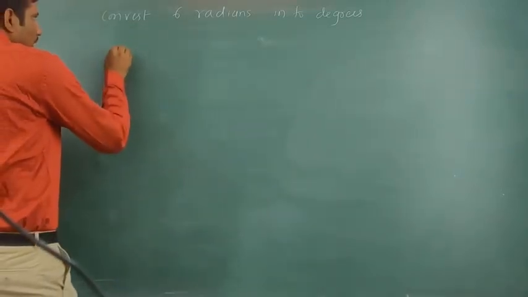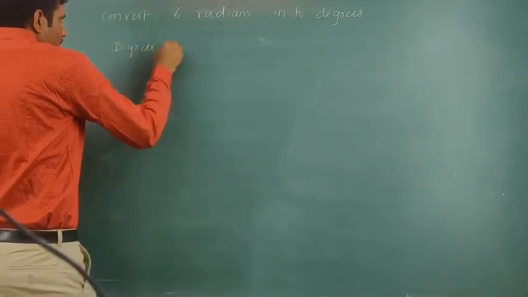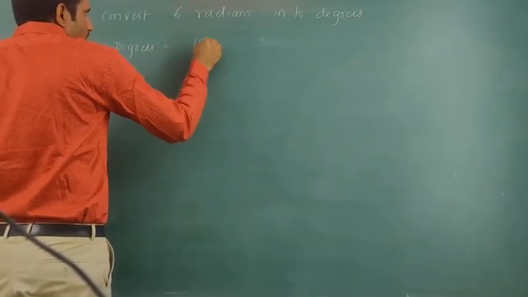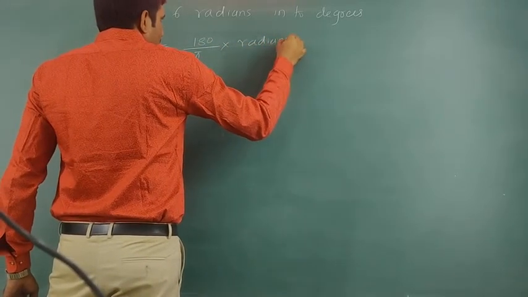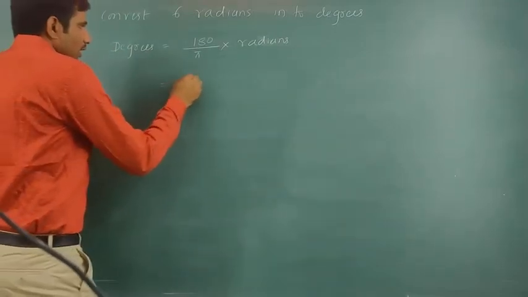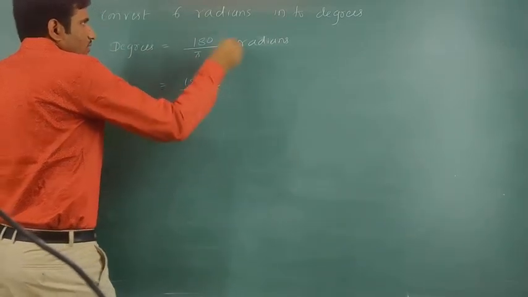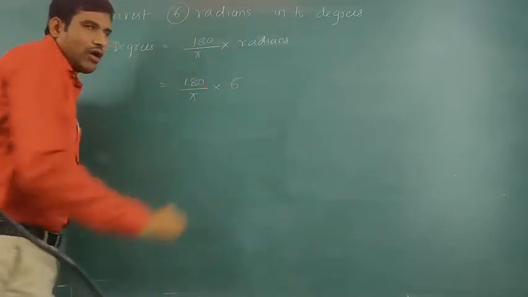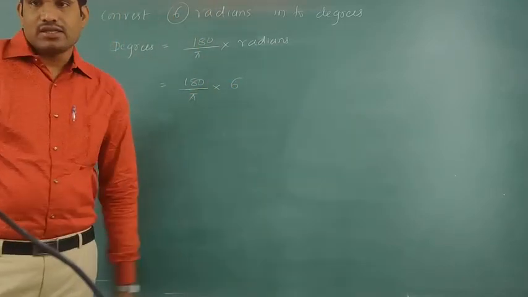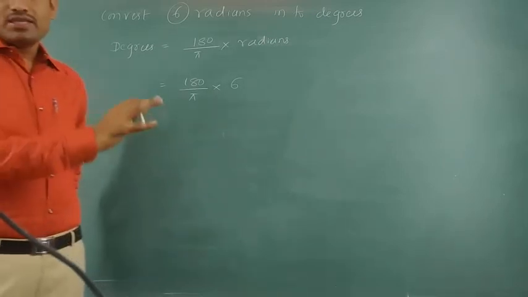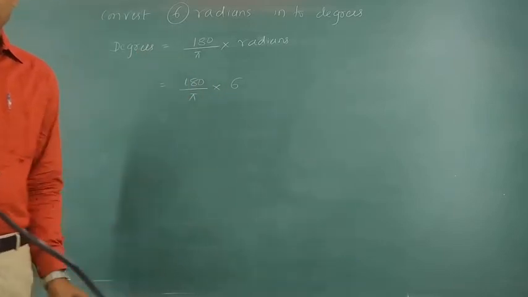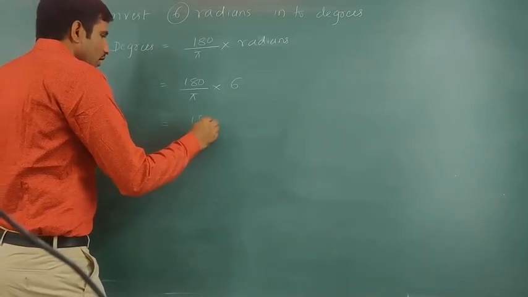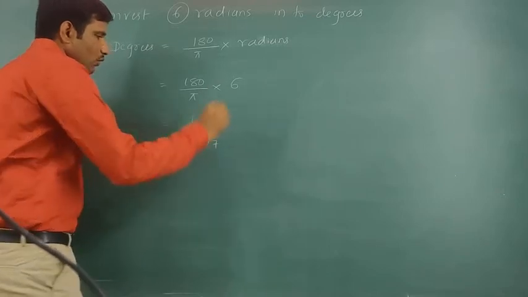Now see it. How to convert 6 radians into degrees? See, don't write. What is the formula? 180 by pi into radians. So 180 divided by pi into radians. How many radians? It is 6. Now here we can observe pi is not getting cancelled. In the previous examples pi is getting cancelled and we are getting the answer directly. But in this problem pi is not getting cancelled. In this case, in place of pi we can substitute 22 by 7.